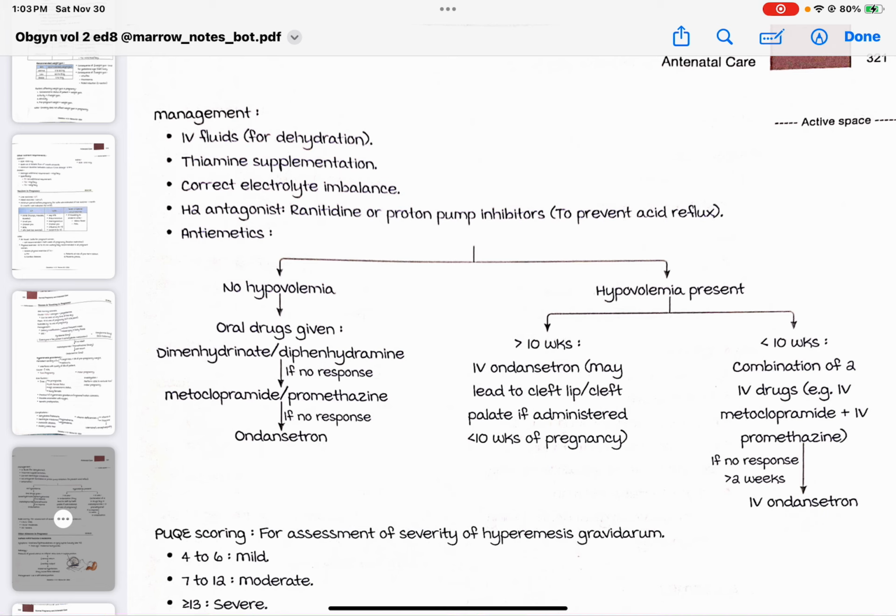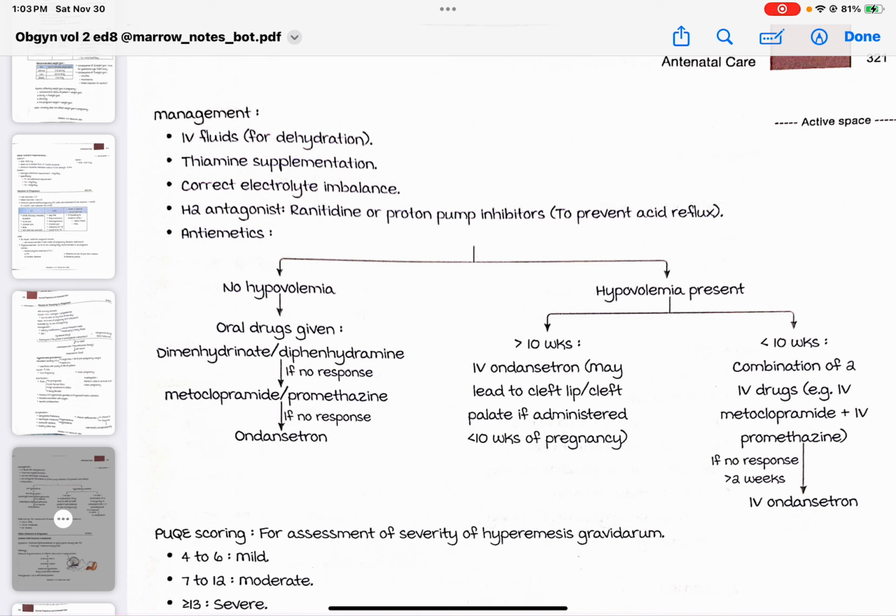Antiemetics: if no hypovolemia, oral drugs given: dimenhydrinate, diphenhydramine. If no response, metoclopramide, promethazine. If no response, ondansetron. If hypovolemia present and more than 10 weeks, IV ondansetron may lead to cleft palate if administered less than 10 weeks of pregnancy.